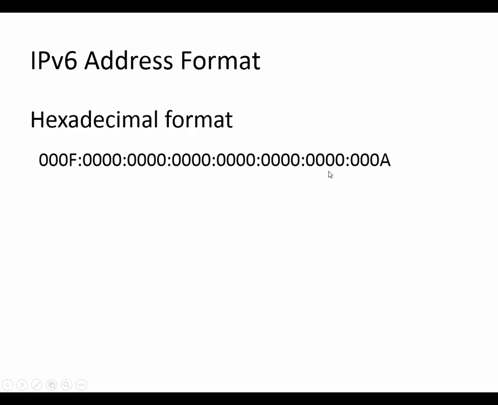Now, if you have a whole long string of zeros, that can be represented as simply a double colon to represent a whole long string of zeros. Saves you a little bit of writing. And furthermore, if you have leading zeros in each block of hexadecimal numbers, you can actually drop the leading zeros. So this is shorthand for network 15, workstation 10.